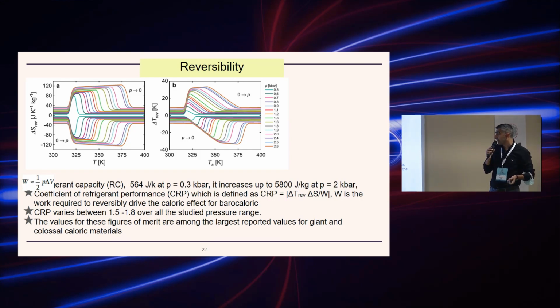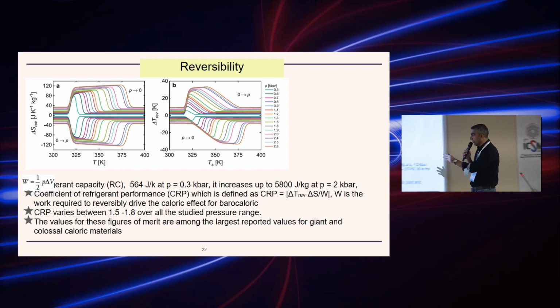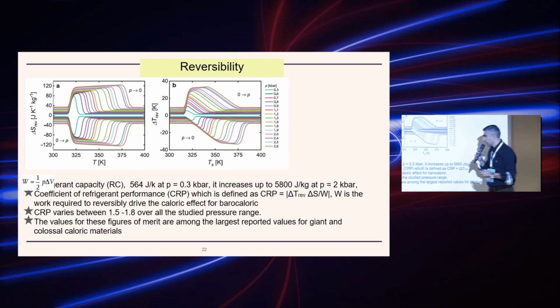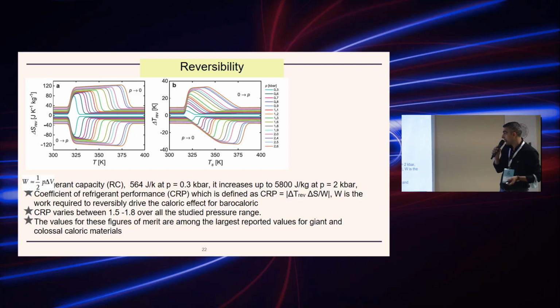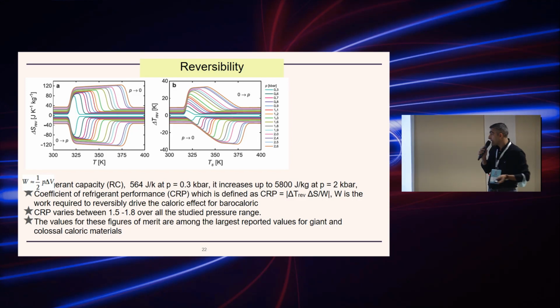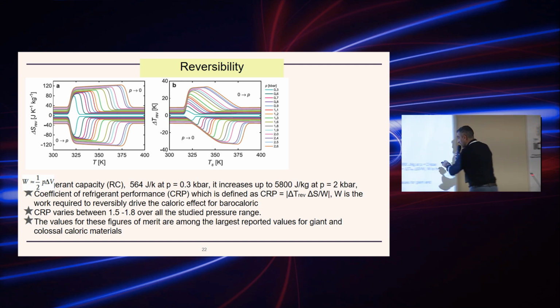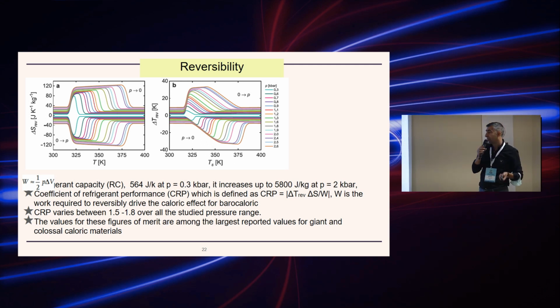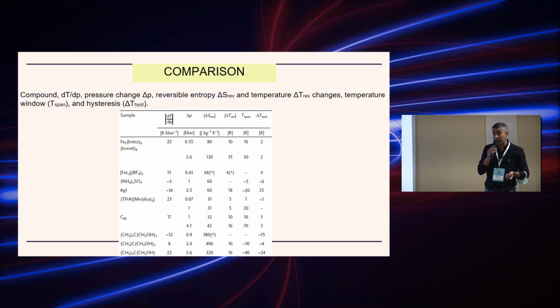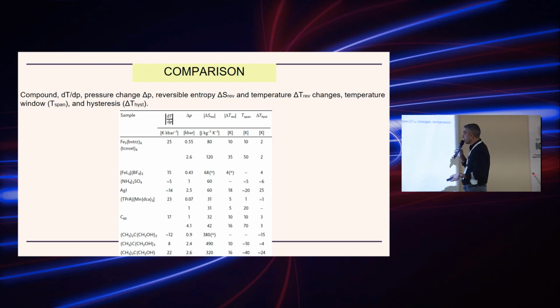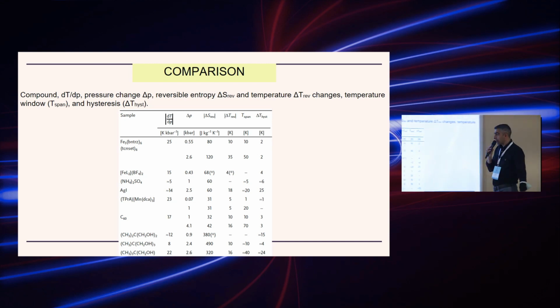And we also calculated the refrigerant capacity. Sorry, I prepared it in the keynote, but this one goes to that side. We checked the refrigerant capacity, and we also calculated the coefficient of refrigerant performance like that. And we checked that with the literature, and we found that these are the largest reported for giant and colossal caloric materials.